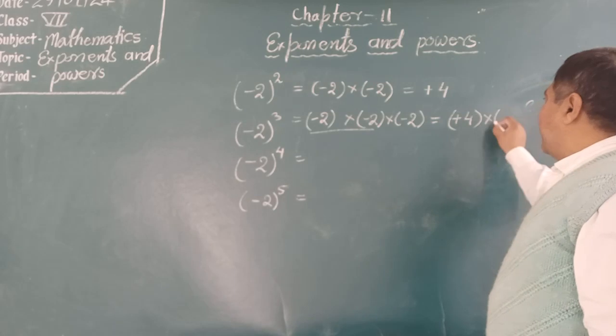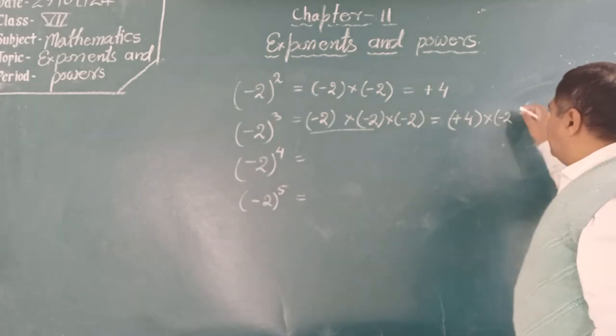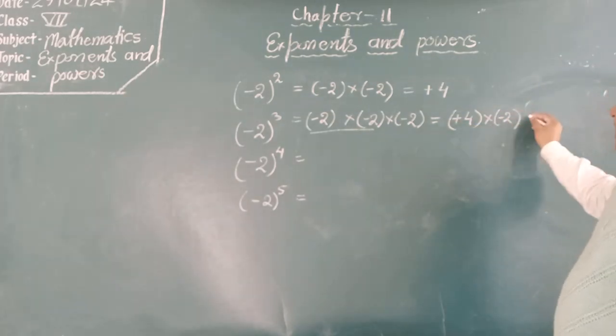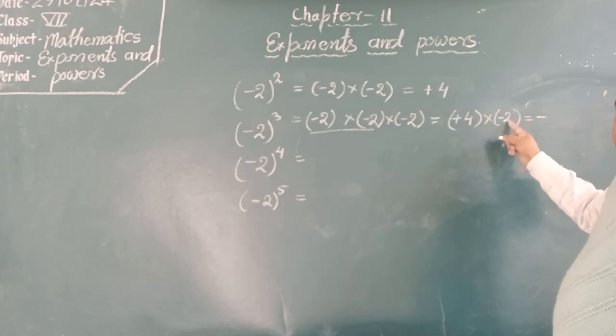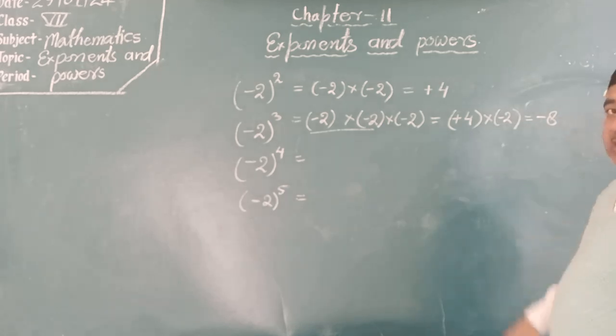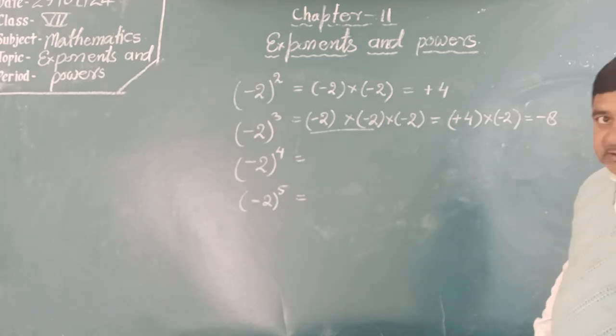And one more minus 2 is left. Plus into minus becomes minus, so plus 4 into minus 2 is minus 8.